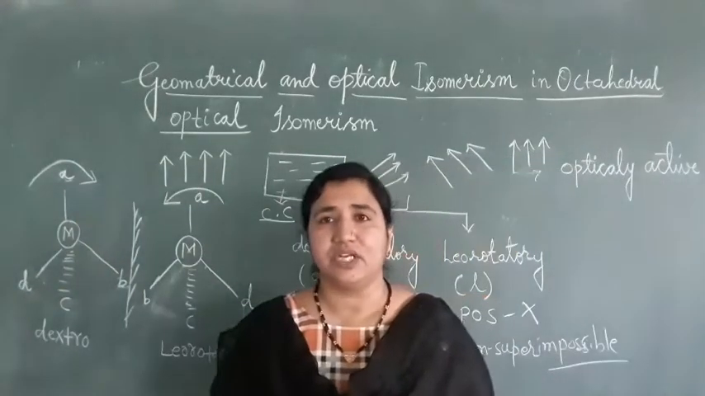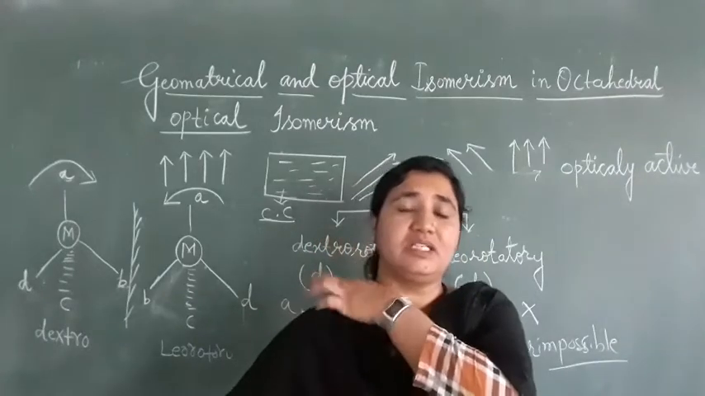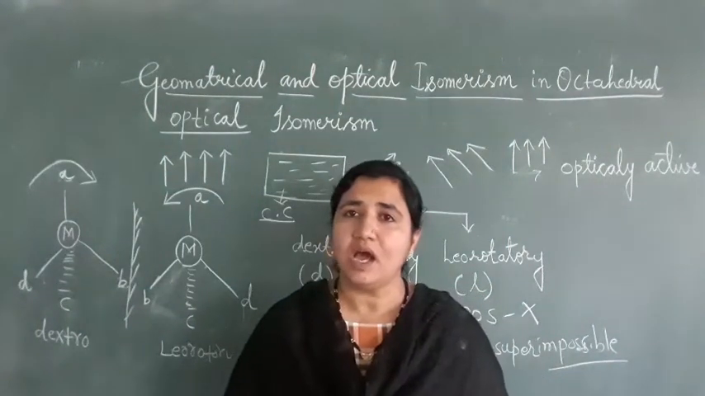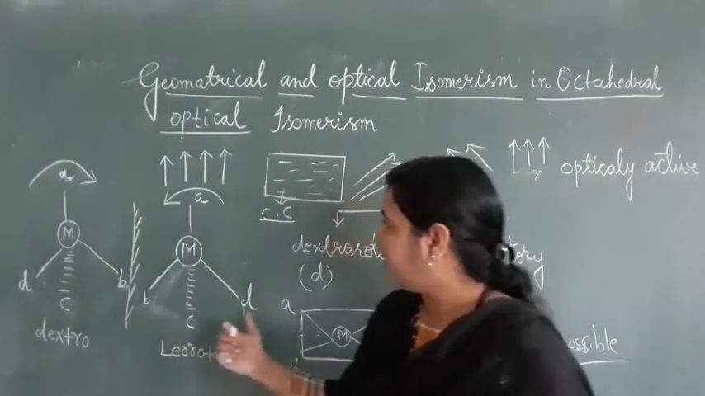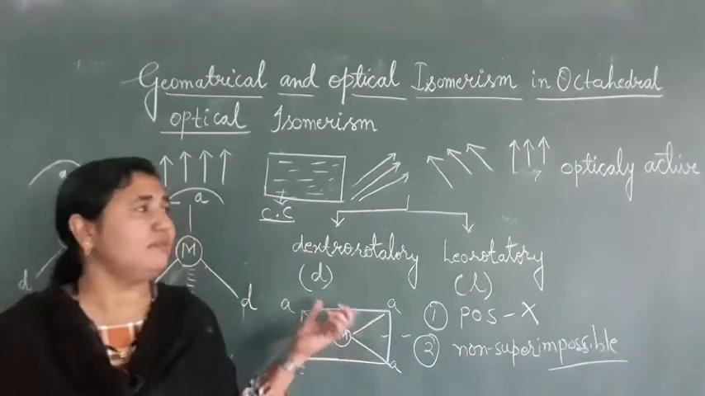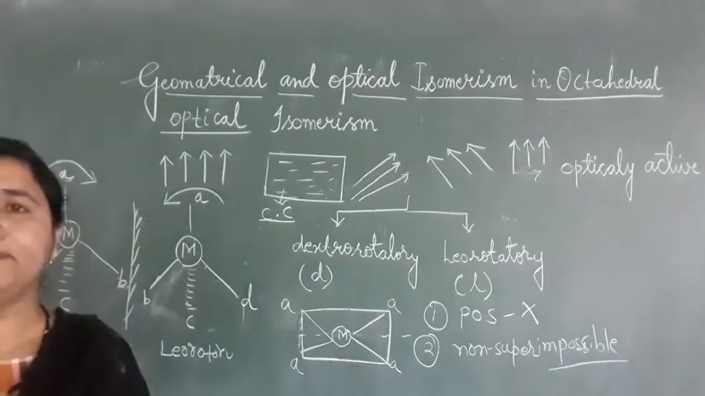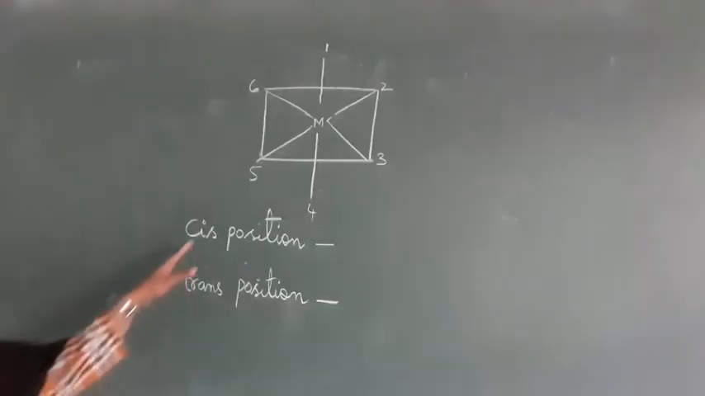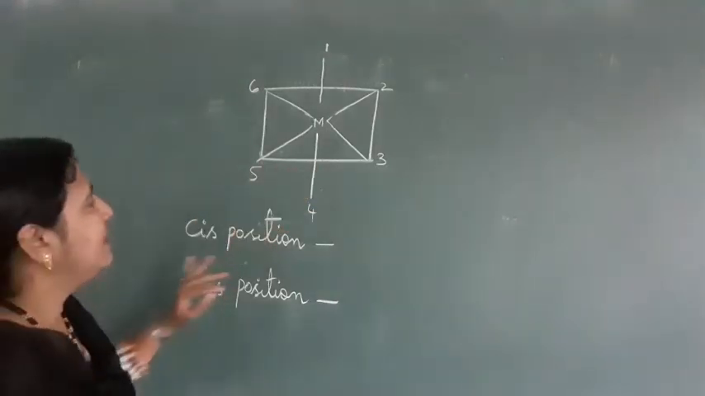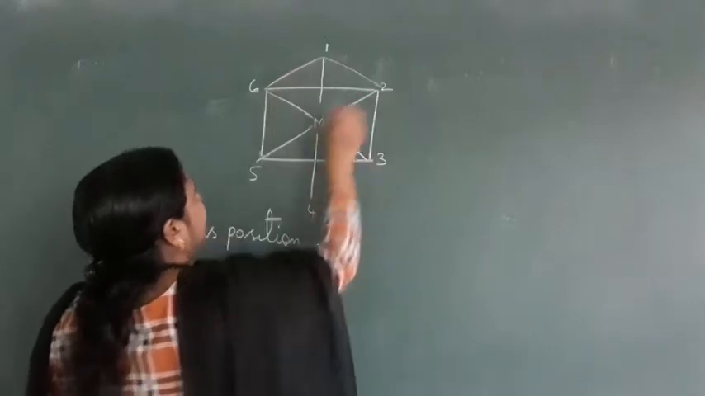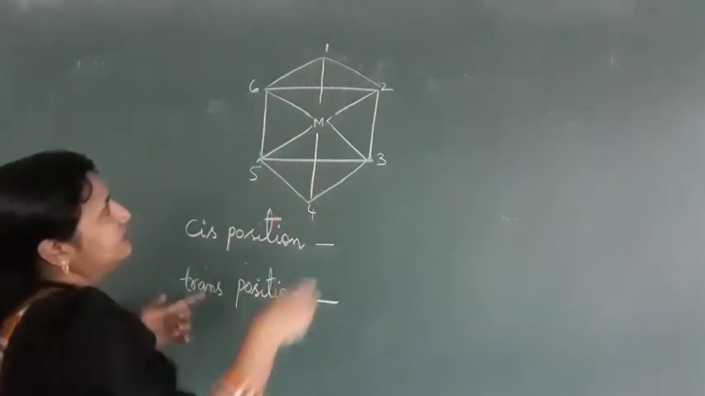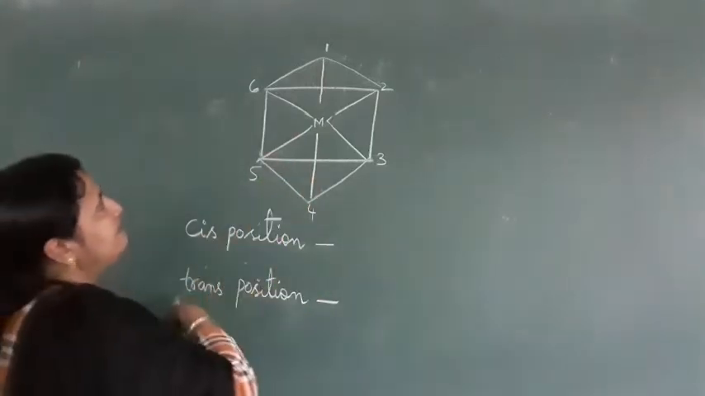But in octahedral structures, some structures do not have a plane of symmetry, so they will show optical isomerism. So in this class we are going to see optical isomerism plus geometrical isomerism in octahedral structure. See here, this is the structure of octahedral, square planar bipyramidal. Bipyramidal means it is like two pyramids, one up and one down. So the structure is called square planar bipyramidal.